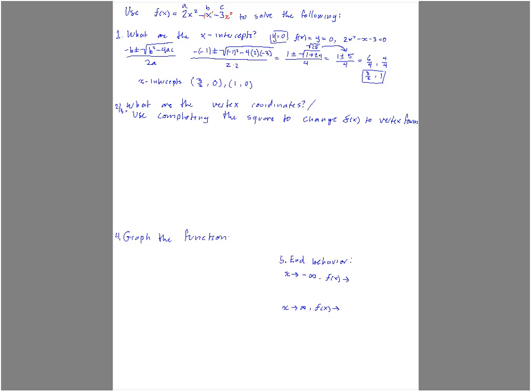So what you do is you take the function here, 2x squared minus x minus 3. And remember that these are a, b, and c respectively, the coefficients of the variables here, not the x terms themselves. And what you want to do is take this b term and divide it by 2.